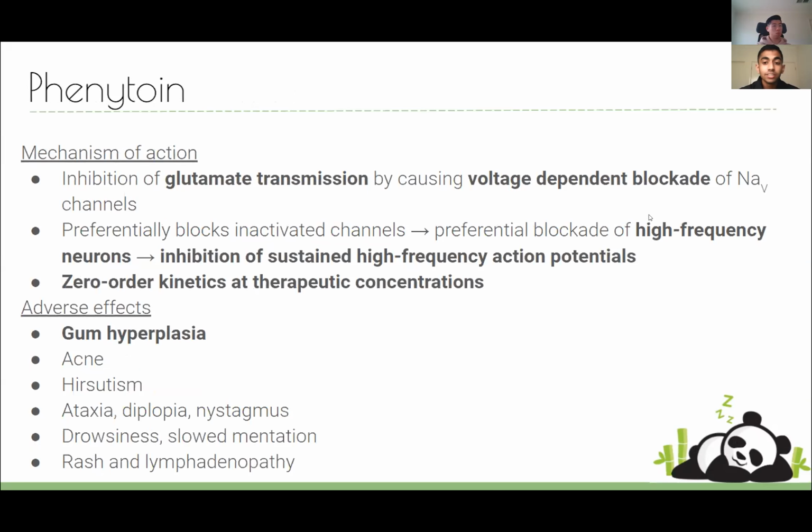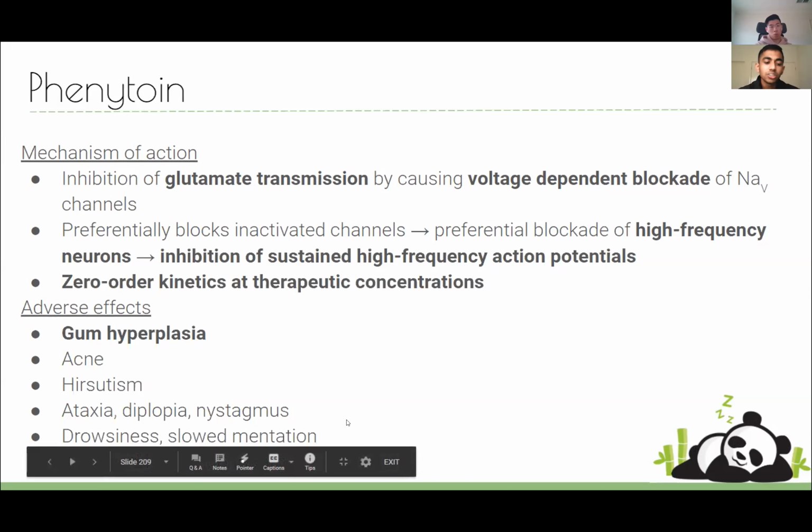Next, we have phenytoin, which does the exact same thing, but it has different pharmacokinetics. We've got zero order kinetics, which means that it's much harder to dose. It means that things are more likely to accumulate because we've only got a set amount of enzyme. It's not going to increase in relation to the amount of phenytoin that we're administering. So it's more likely that we're going to get toxicity with phenytoin. It's a really dangerous drug, I guess. You're more likely to get adverse effects.